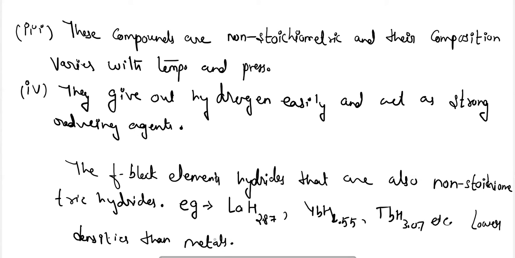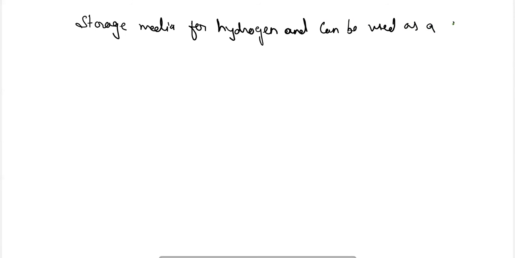Metallic hydrides can be used as hydrogen storage media. They can generally be used as a storage medium for hydrogen, and can be used as a source of energy for vehicles. So these were the metallic hydrides.